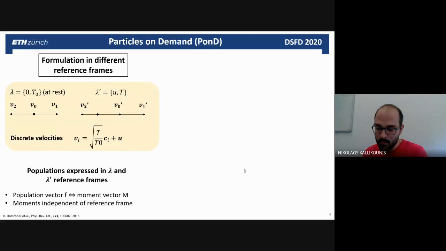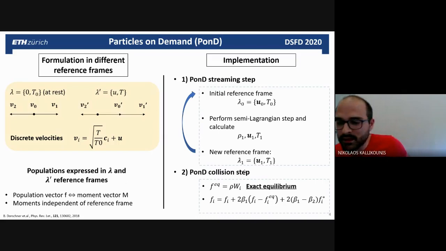The numerical implementation of the streaming step starts with an initial predictor reference frame, which is given by the flow velocity and temperature of the previous time step. And the semi-Lagrangian streaming step is performed at this reference frame. The new density, velocity, and the temperature that are computed serve as the corrector reference frame, and this loop iterates until convergence. By construction, this reference frame is the co-moving reference frame, and the equilibrium distribution function becomes exact. So with this idea, the particles on demand method becomes a fully Galilean invariant scheme.